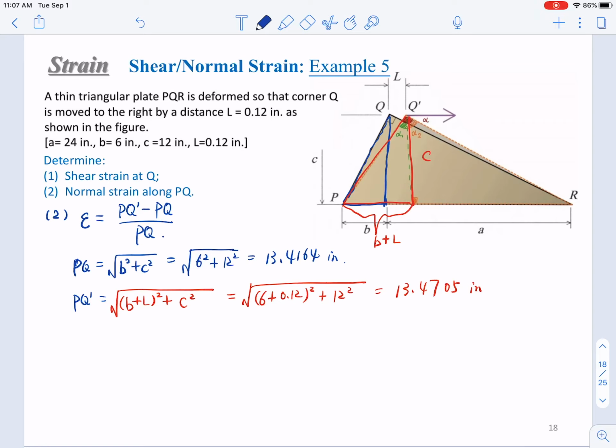Now epsilon can be calculated: 13.4705 minus 13.4164, over 13.4164. So it would be 0.004167 strain, or 4,167 microstrain.